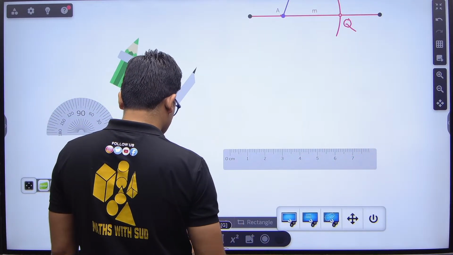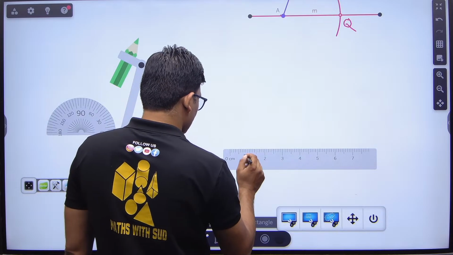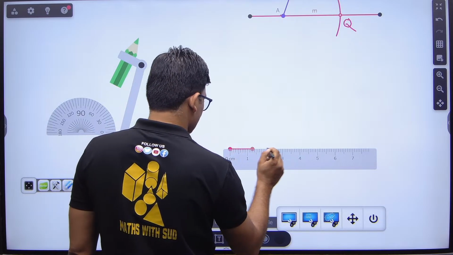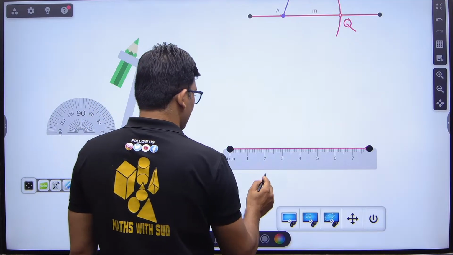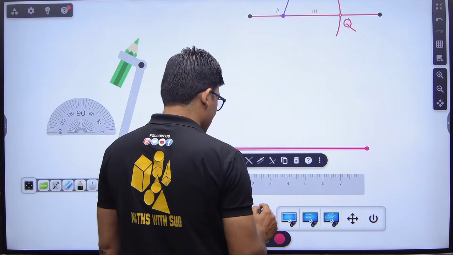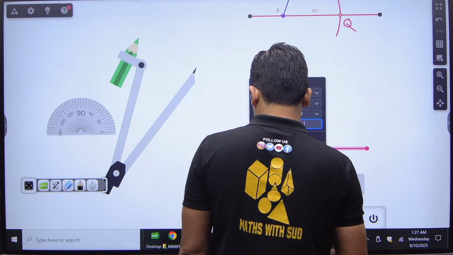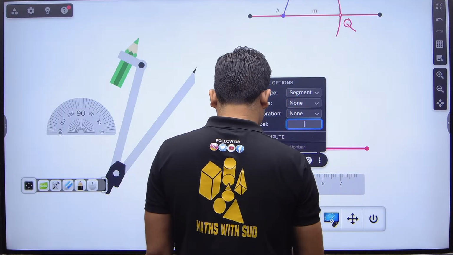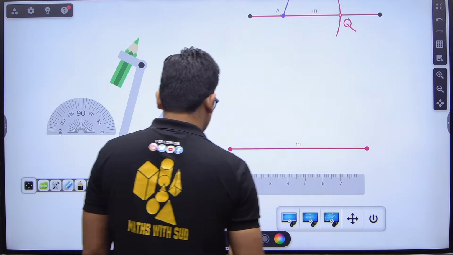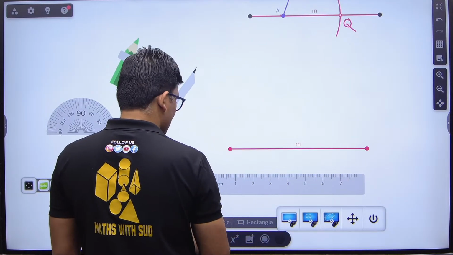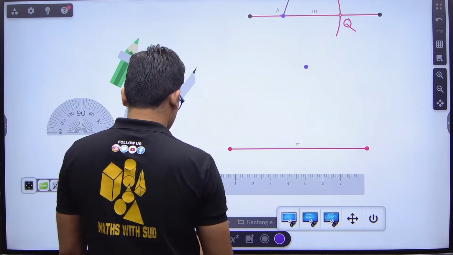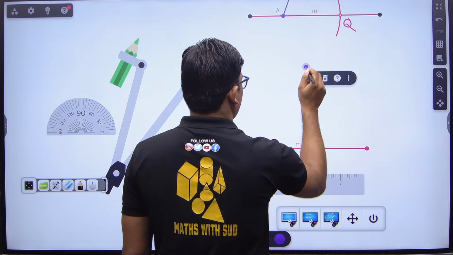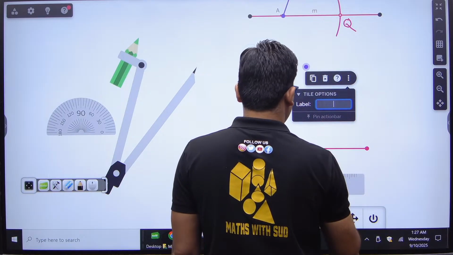Let us suppose that this is a line, and let us say the line is, again we will name it as M, and then there is a point outside this line, and this point is, let us say again this point is P.